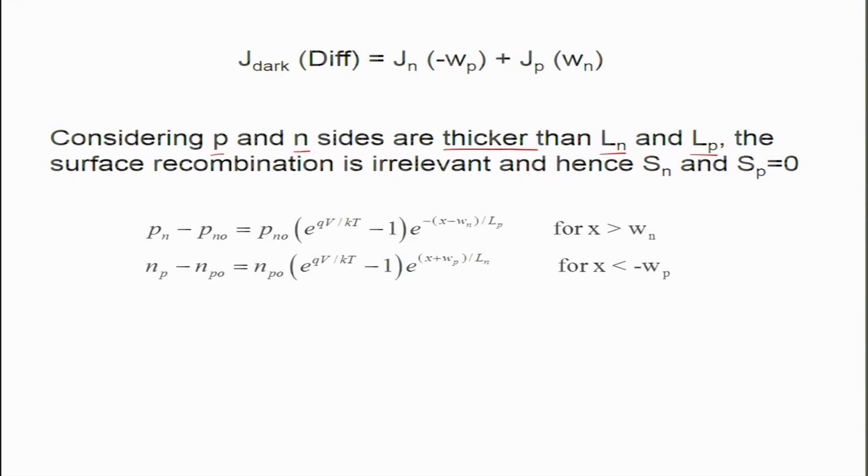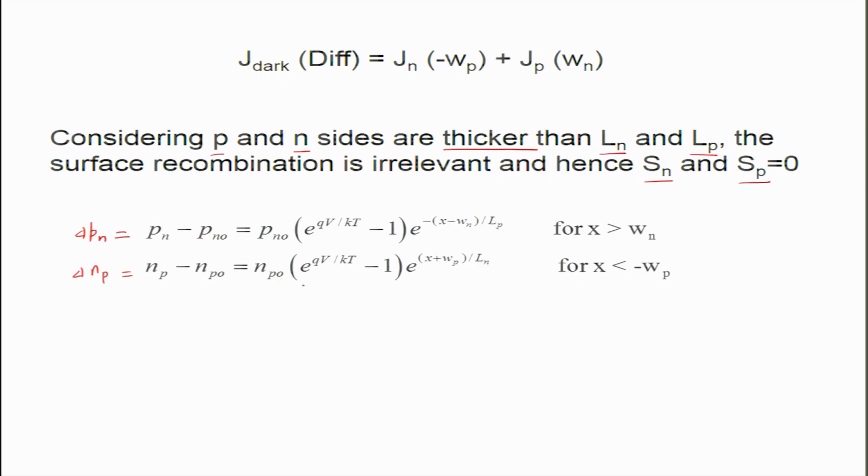As a result, you can write for x greater than Wn, Pn minus Pn naught is equal to Pn naught into exponential of qV by kT minus 1 into exponential of minus x minus Wn divided by Lp. So the previous equations are simplified now. Since surface recombination is irrelevant, we make Sn and Sp equal to 0. So when you put these conditions into the previous detailed equations that we showed earlier, we get this delta Pn as this and delta Np as this.